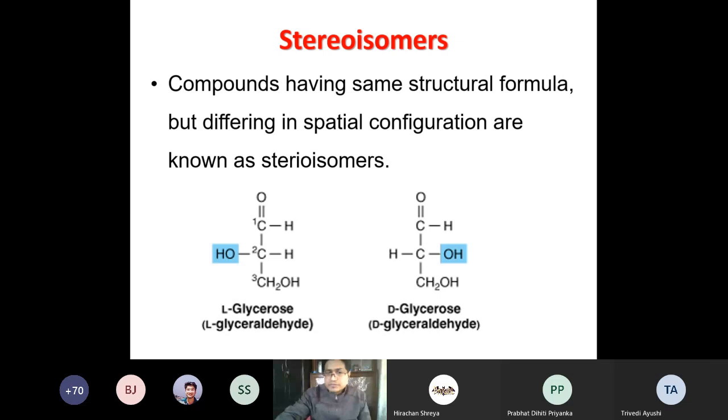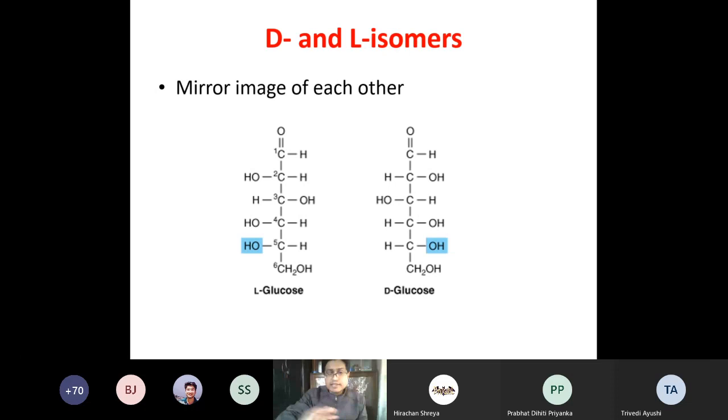In terms of chirality, this is the last chiral carbon, and in this case OH is on the right side. That's why it is designated as D, and in this case OH is on the left side. That's why this is designated as L. This is L-glyceraldehyde. This is D-glyceraldehyde. We will move further.